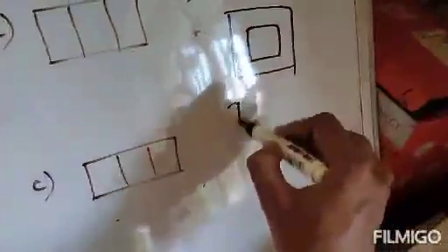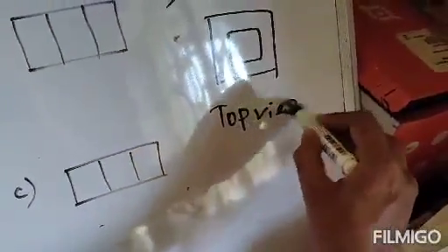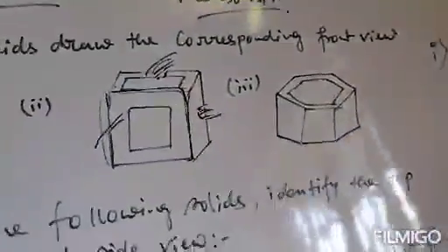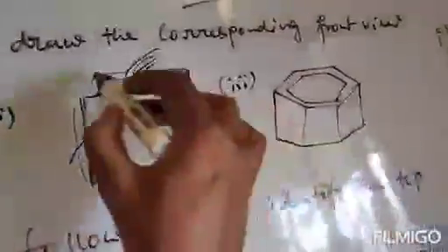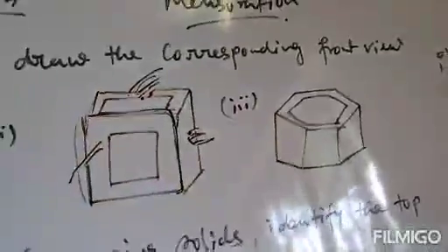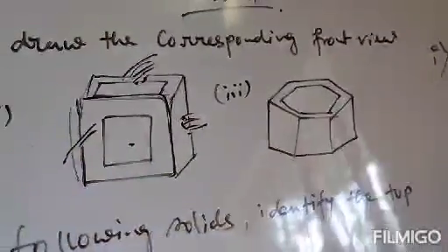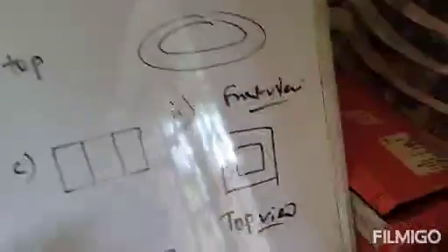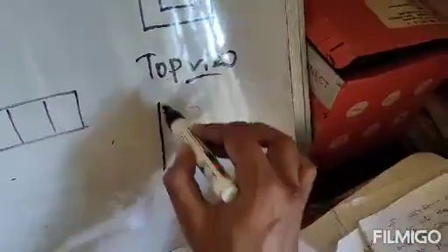Next, top view. When you see this diagram from your top position, only the top portion will be visible to you. In case of top view, only the top portion will be visible. You cannot see the front view and side view. So the top view is like this. This is the top view.